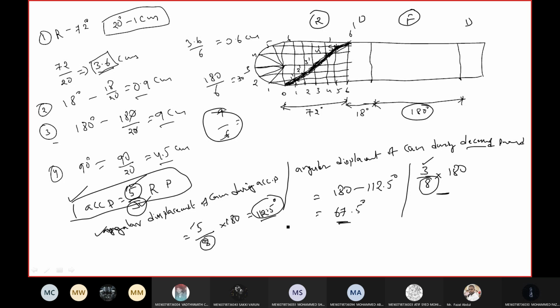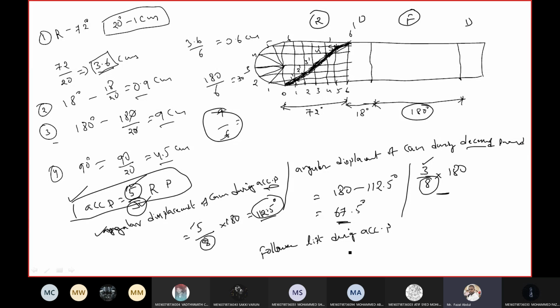Height. Follower lift during the ascent period. Follower lift during the ascent period.